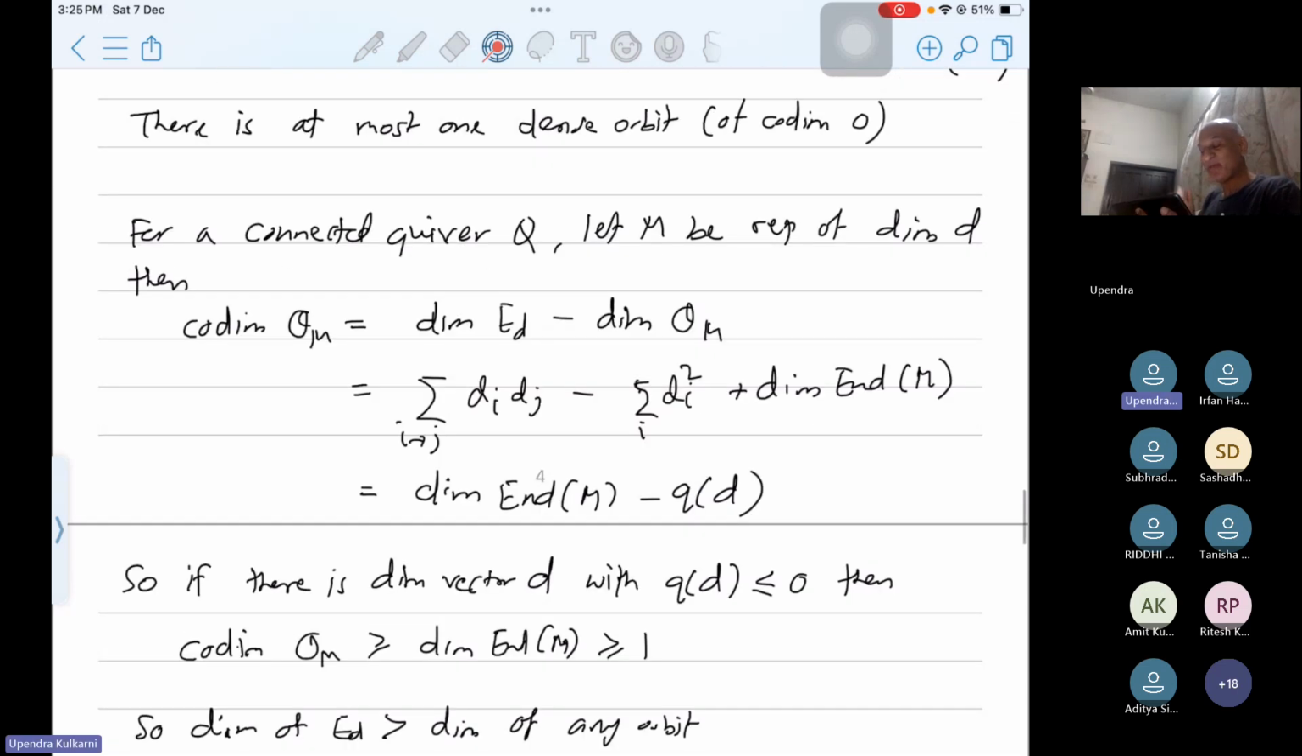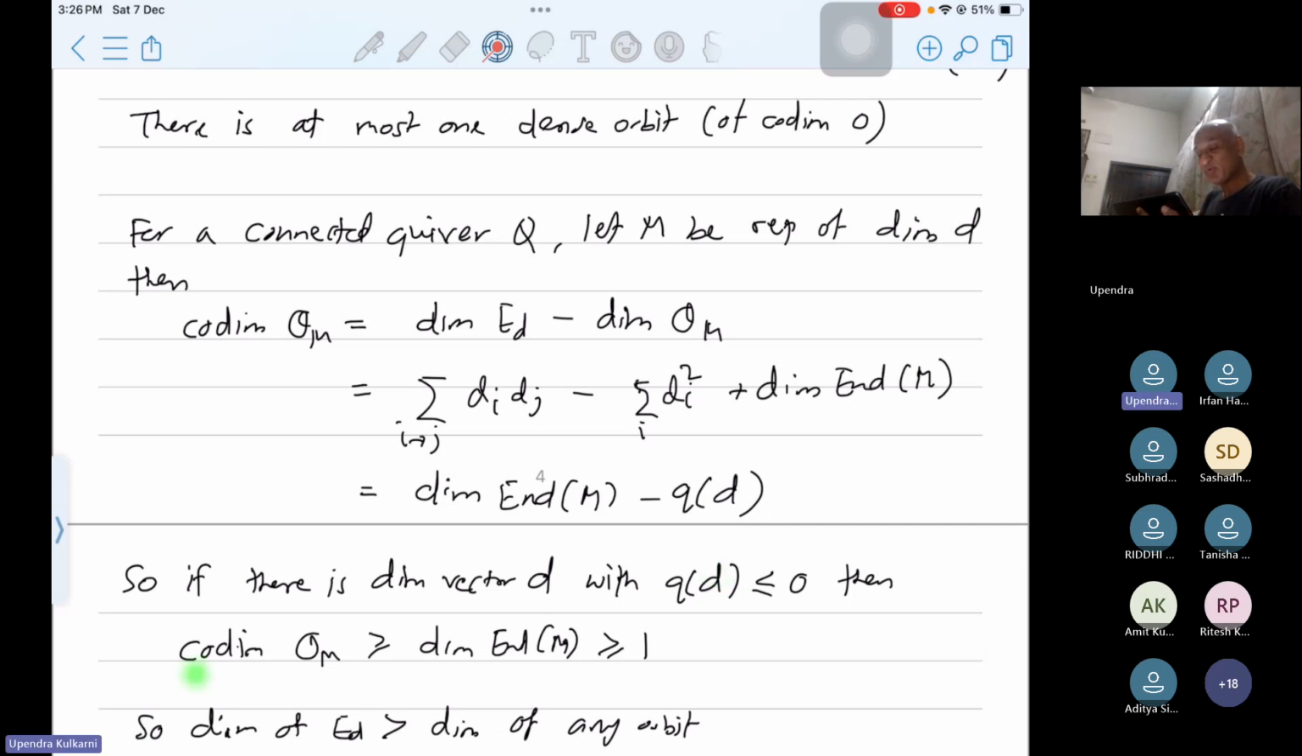So what happens if there is a dimension vector D, any dimension vector whatsoever, whose quadratic form is less than or equal to 0? I will always get this in any non-Dynkin case, correct? Or if you want to reduce to the Euclidean case, then I in fact found something like that, namely the special vector D. That is the one that I take to be this D.